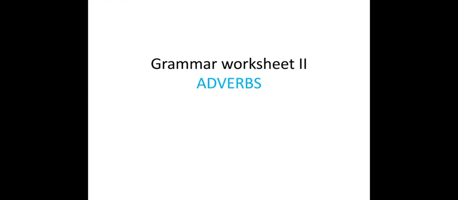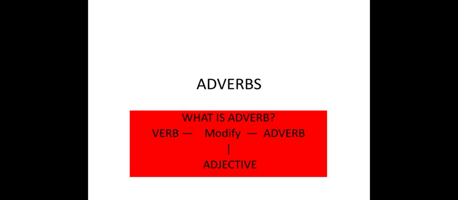Today, we would be discussing the topic adverbs from your grammar worksheet 2, page number 72. So, what is an adverb? An adverb is a word that modifies a verb, an adjective, or another adverb in a sentence. So the work of an adverb is to modify a verb, an adjective, or another adverb.